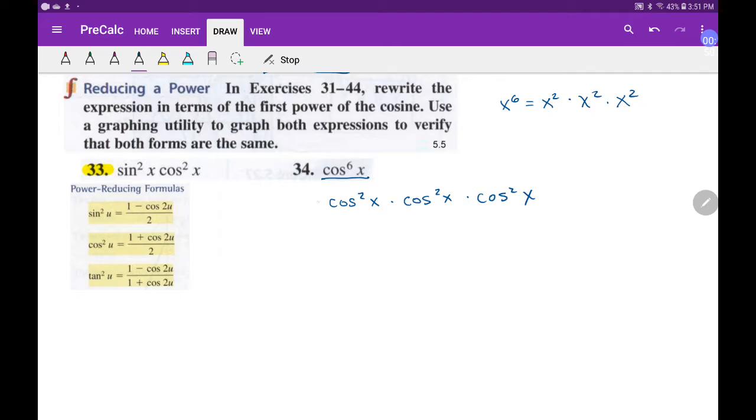So I'm going to say this is equal to 1 plus cosine 2, well, it says u in the formula, but it's x, over 2, times 1 plus cosine 2x over 2, times 1 plus cosine 2x over 2. All right? And now we have to go ahead and start doing that, and we will.